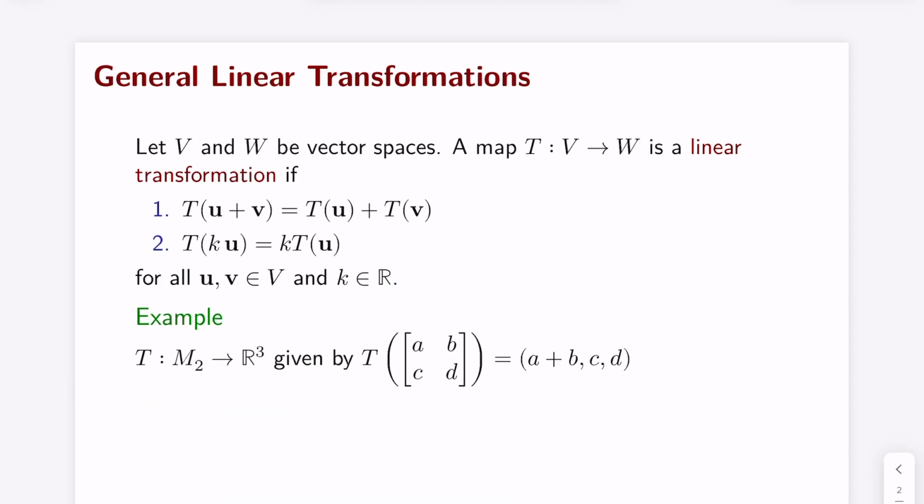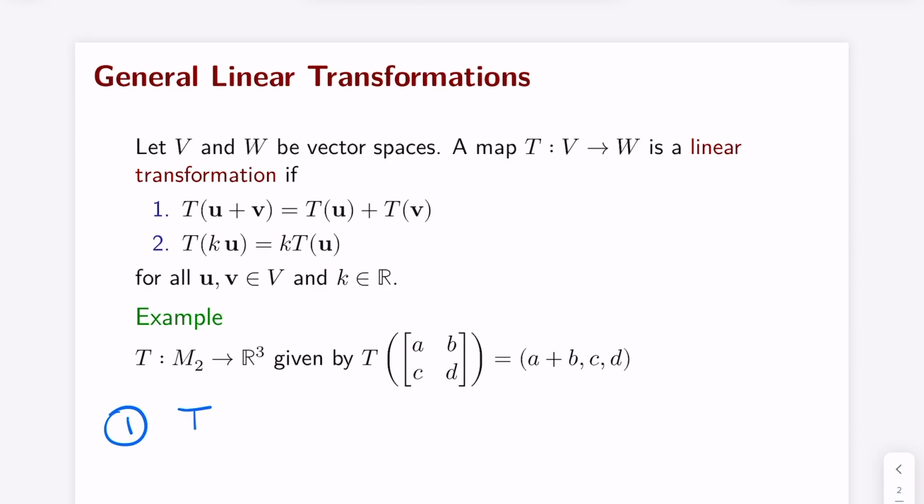We have here another example. In this case, the vector spaces are this one, which is the space of the 2 by 2 matrices, and this is the space of the vectors in R3, the familiar vectors in R3. So this is a transformation that takes a matrix A, B, C, D and transforms it into the vector A plus B, C, D. So in this case, we can also try the properties in the same way.